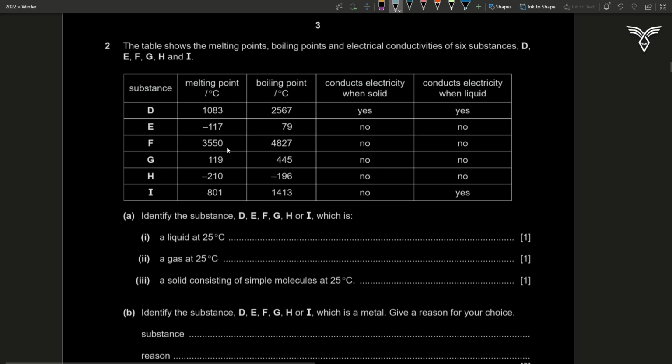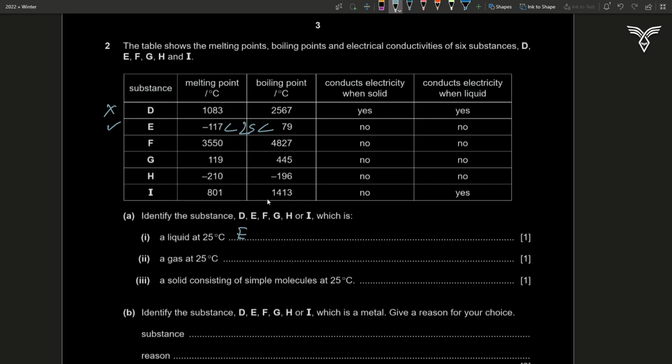طيب هنا اللي 25 lies within its range؟ هل 25 أعلى من 1083؟ لا. يبقى we can't consider D. طيب 25 is it higher than minus 117? It is. Is it lower than 79? Yes it is. ف E is our answer.